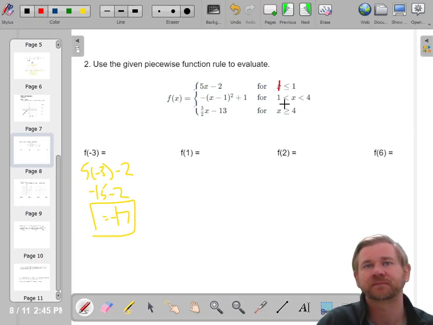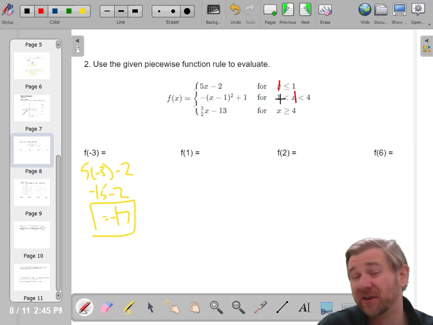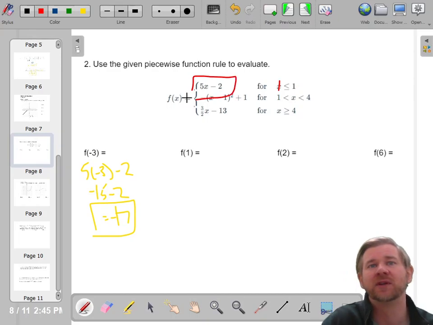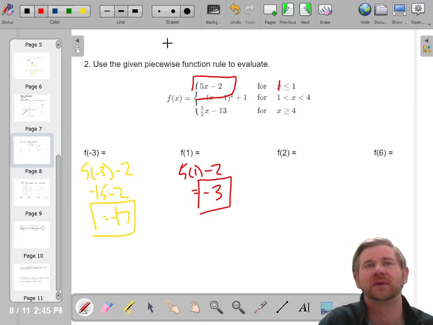F of 1. Is 1 less than or equal to 1? Yes, it's equal to 1. Is 1 greater than 1? No, it doesn't fit there. That's the difference. This is a closed circle on the top and an open circle down here. So again, we're using this rule. 5 times 1 minus 2. 5 minus 2 is -3. Okay, there's the second one.